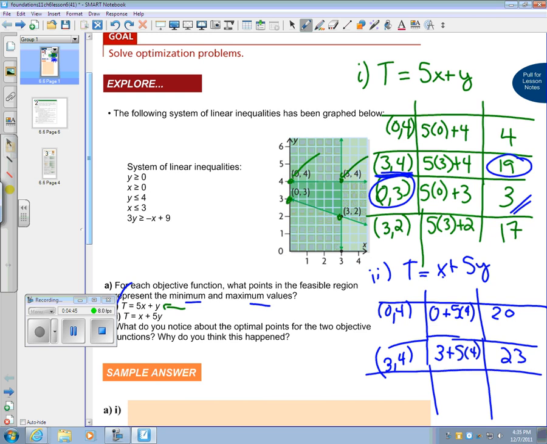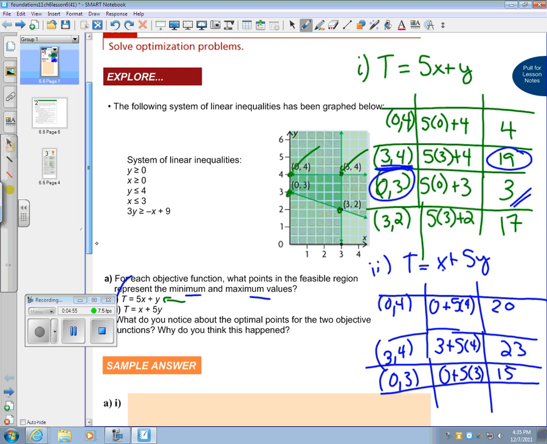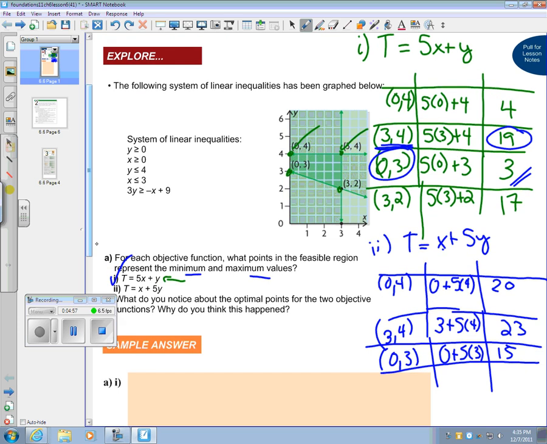Okay, we have 0, 3. So we have 0 plus 5 times 3 is 15. And finally, we have the point 3, 2. We have 3 plus 5 times 2, which is 10 plus 3 is 13. So here we have a maximum at this point. Here's our maximum, and our minimum is at this point. There's our minimum. Interesting.